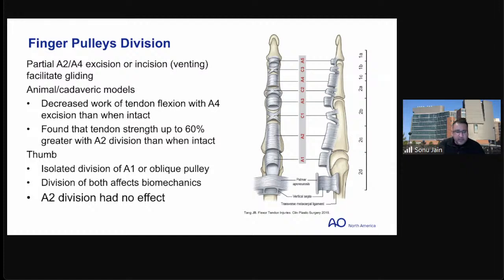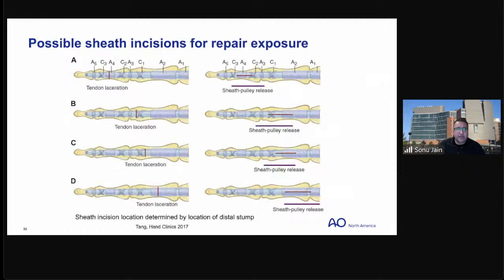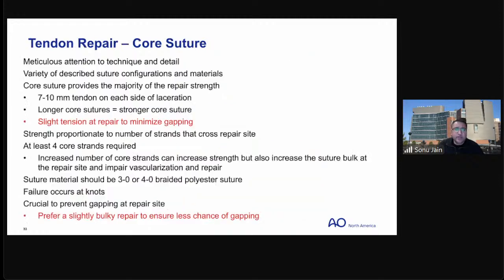And then obviously in the thumb, A2 division did not have any effect. These are possible locations of lacerations, and this is where you can potentially release these pulleys. Again, I will defer to Dr. Tang on this in more detail.